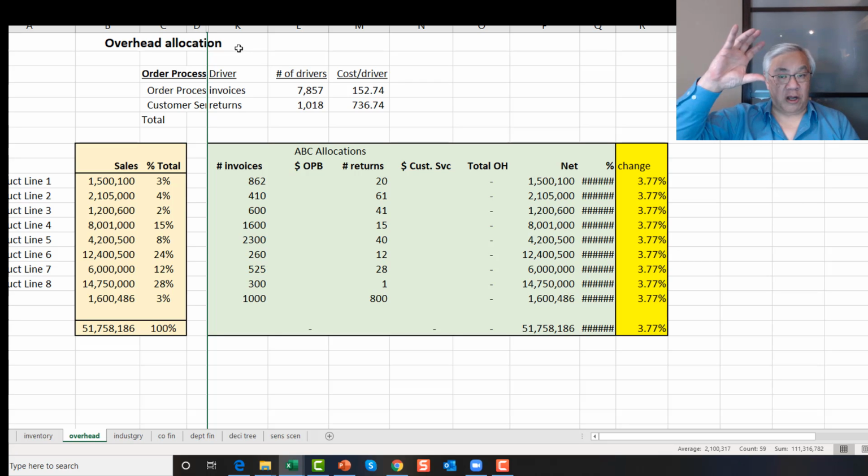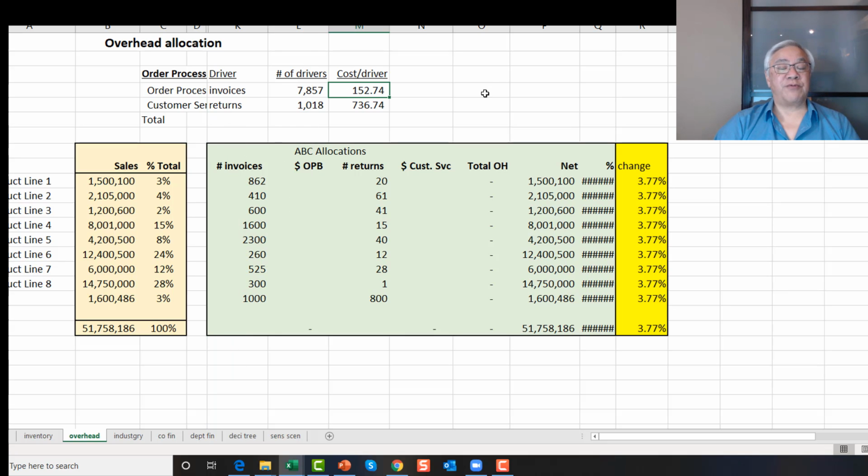So again, we have a cost pool. In this case, order processing is a pool. And then we have the total cost, which was $1.2 million. You take $1.2 million divided by the total number of invoices processed, and you get a cost per invoice processed of $152. Customer service, let's say that they handle returns. So you say, okay, the $750,000 is servicing about 1,000 returns during the year. So that means every return costs us $736 to process.